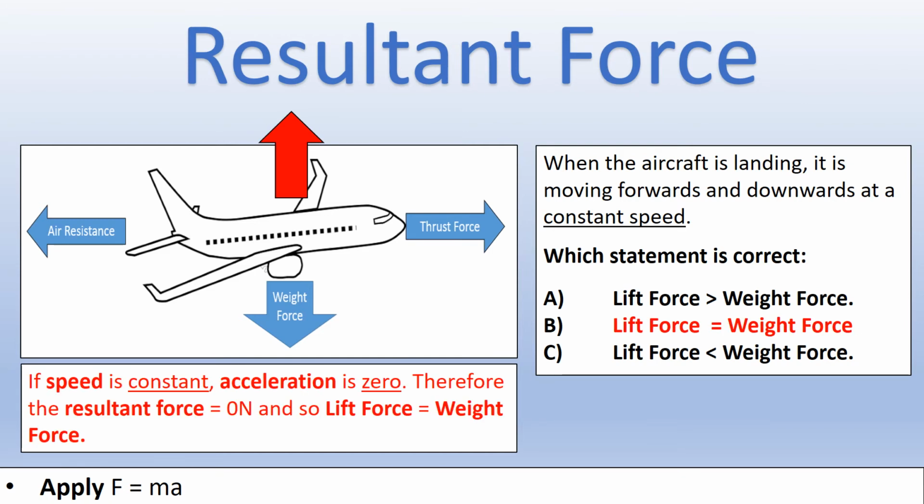Okay, so let's pop the answer in. First off, if speed is constant in both directions, that means acceleration is constant, and more specifically, acceleration is 0. So therefore, if acceleration is 0, resultant force is 0. So the forces must cancel each other out. Thrust force must be equal to air resistance, and lift force must be equal to weight force. It doesn't matter that it's going forwards and downwards. The fact is a constant speed tells us lift force equals weight force, and thrust force equals air resistance.